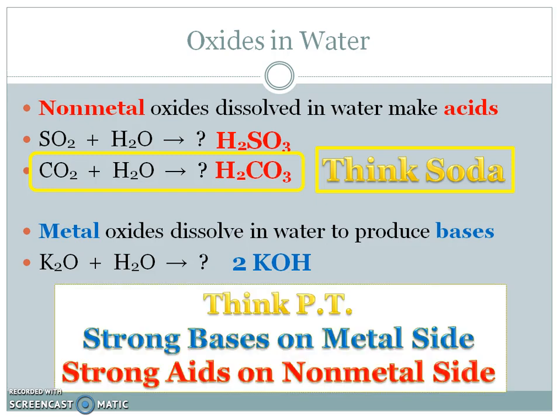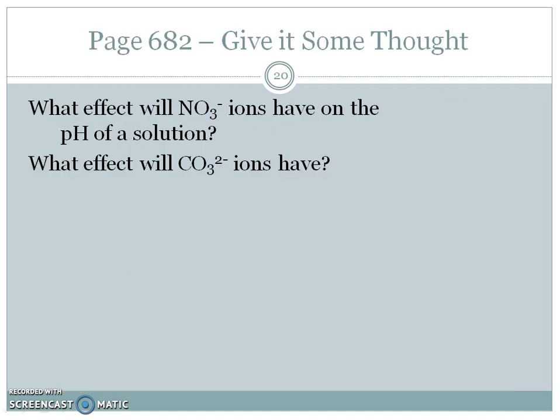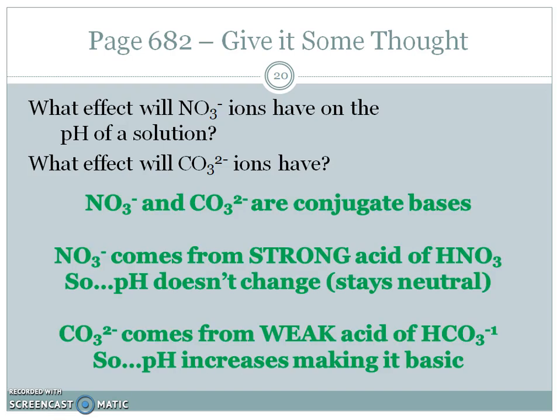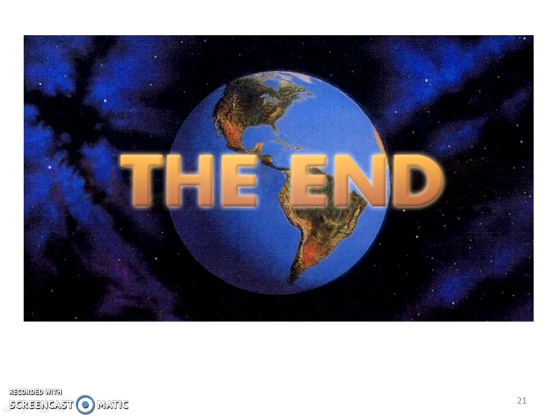Also, you can think about that periodic table. Remember that strong bases are on the metal side. So a metallic oxide is going to make a base, and a non-metallic oxide is going to make an acid because they're on the non-metal side. So give it some thought, see if you can come up with an answer. Hopefully that makes sense and you had some kind of formulated answer similar to this. See you in class.